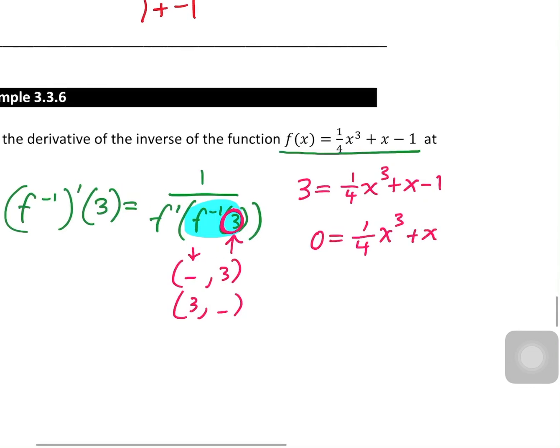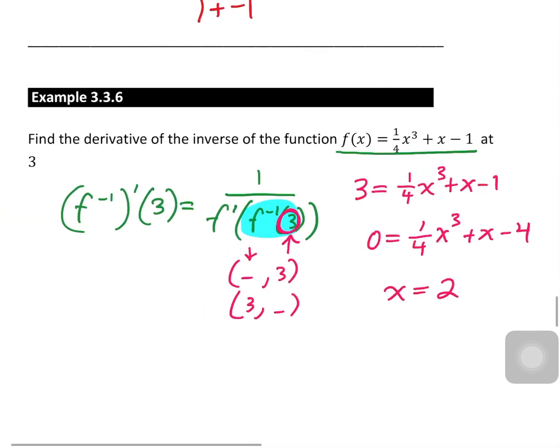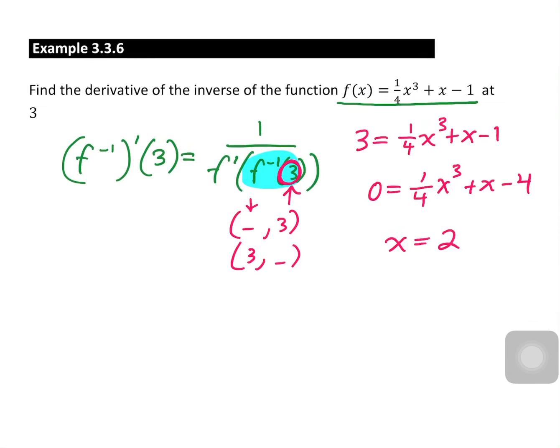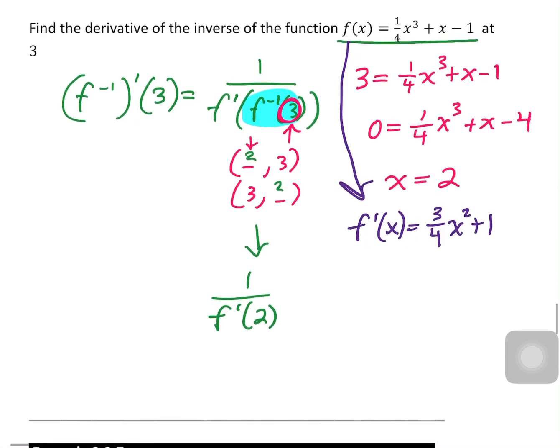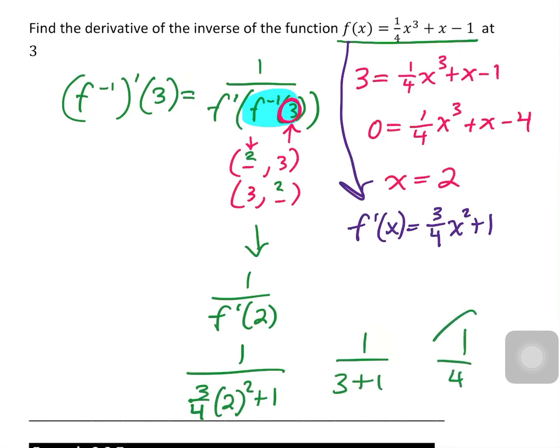There are methods to solve cubic equations for x, but in this case, don't spend too much of your time doing that. Use a graphing calculator to find out what x would have to be equal to. Then, let's find the derivative of this function f. F prime of x would equal 3/4 x squared plus 1. Because then, when I use this formula, it would be 1 over f prime of 2, because 2 is the value of x that got me 3. So I have 1 over 3/4 times 2 squared plus 1, 1 over 3 plus 1, 1 over 4.